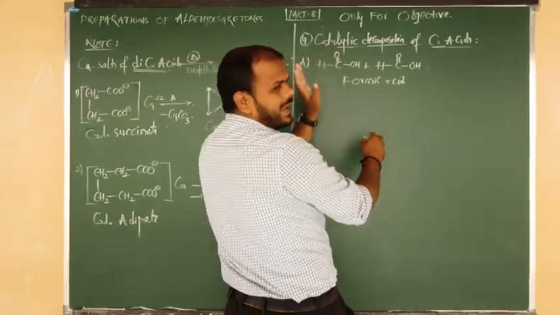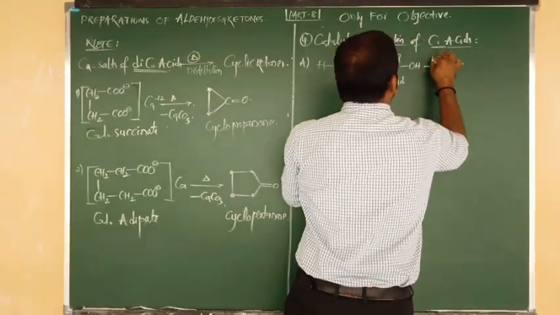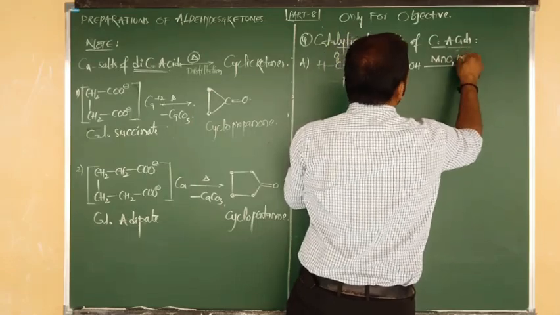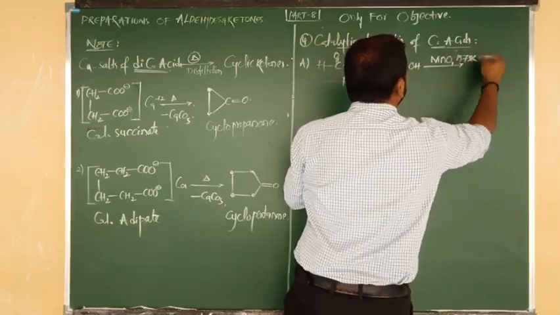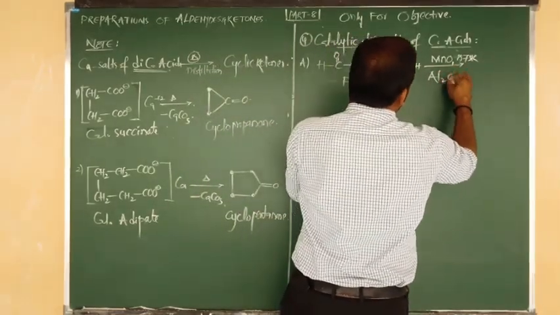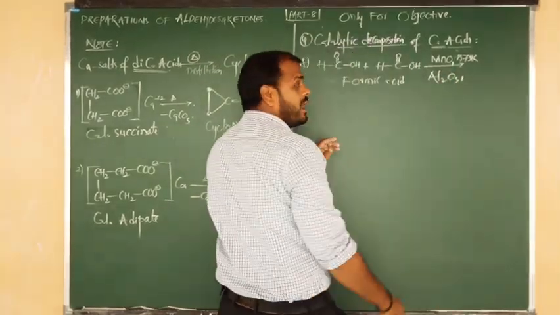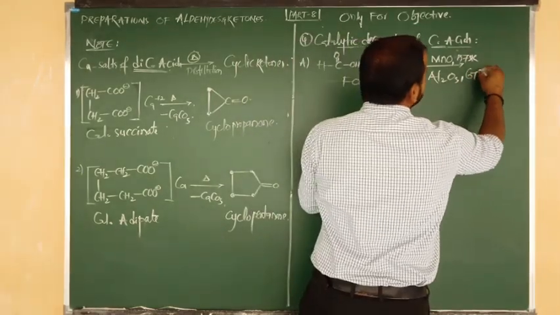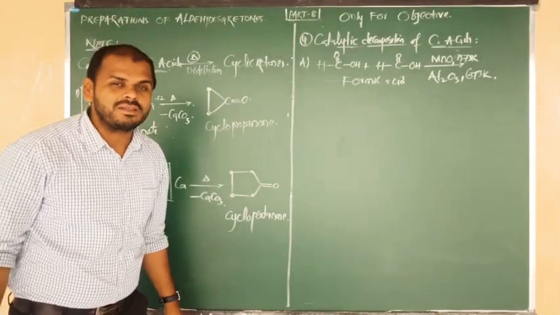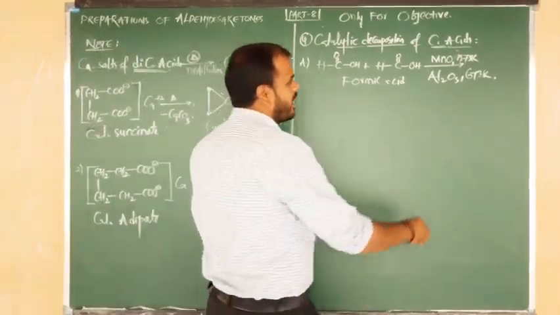It is passed over the catalyst. The catalyst is MnO, manganese oxide, at a suitable temperature of 573 Kelvin. Also this mixture can be passed over another catalyst, alumina. What is the formula of alumina? Al2O3, at a temperature of 673 Kelvin. Now what products are we going to get? I am going to show you the products.